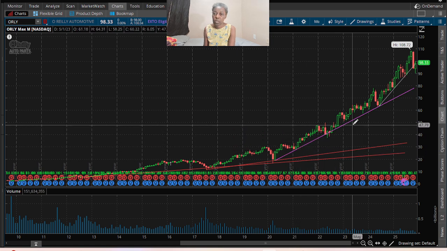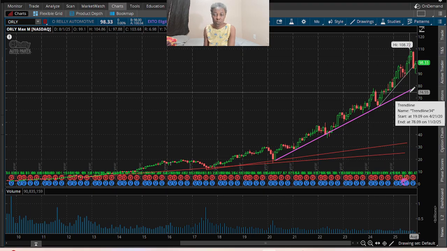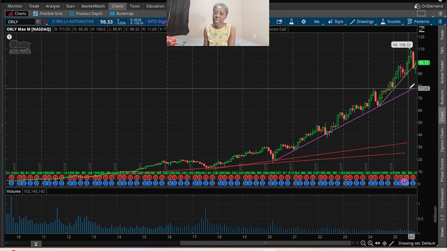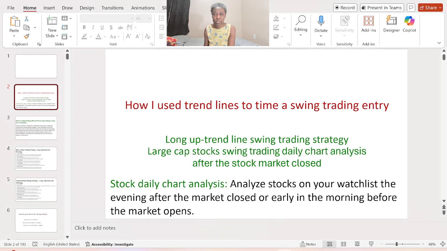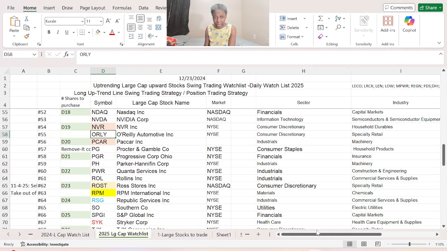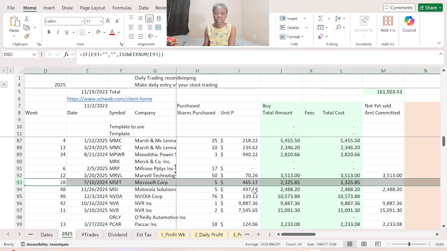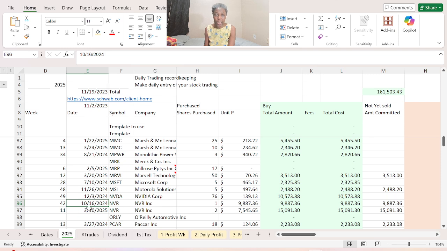So we are going to continue observing it to see if this is going to be the new value line. If it's not going to come back down to here, and if it's going up from here, we might buy some. But pretty much those two are what we are going to use to illustrate how I use trend lines to time a swing trading entry. It does not work exactly every time, but it is a learning process to continue doing it and to continue improving.